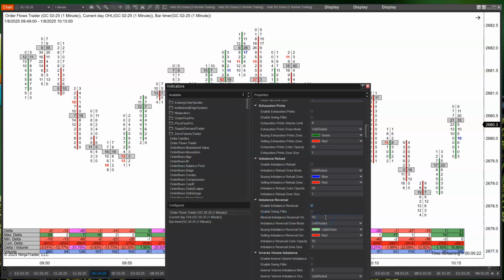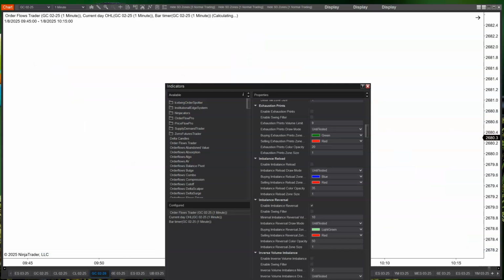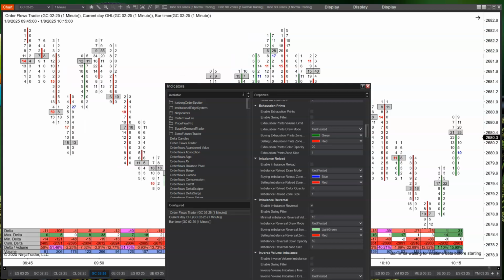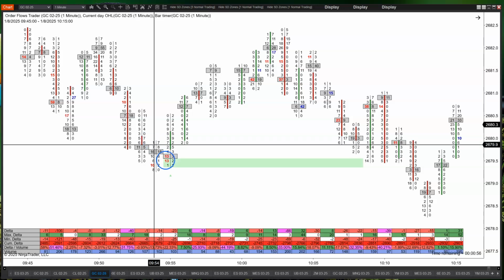I keep it set at 10 because I want to make sure that the imbalance meets a certain minimum volume requirement, because you could have an imbalance of 4-to-1 where you have one contract against 5. And yeah, that is an imbalance, but it's kind of light volume. Okay, so that's why I have it set at 10. And then you just click apply. Okay, and it's going to highlight it here.